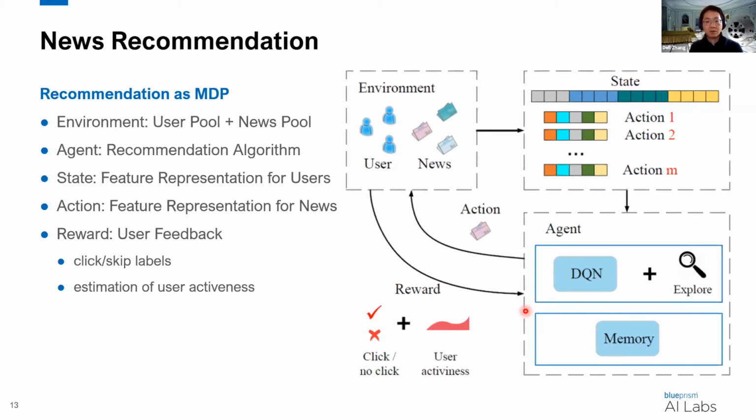This would include the standard click or skip labels, whether the user has clicked on the news article to read it or not. This is just the binary signal that has been used by all the existing news recommendation algorithms. But we could also incorporate other signals like the estimation of users' activeness.